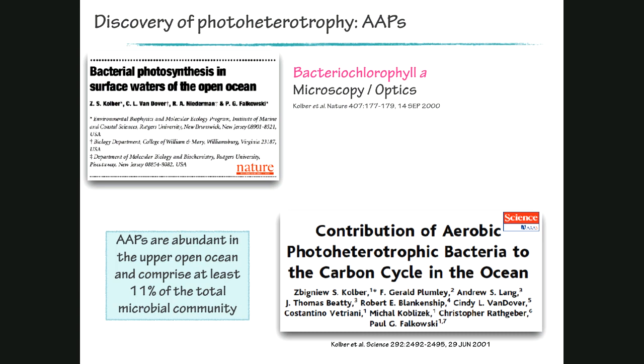So this is the first paper where they were discovered, and it was big news, but it wasn't known if it was an important system, if it was relevant, if they were abundant, if they were active, and so on. So in a second paper that was published only a year later, it was shown that in the Pacific Ocean, at least 11% of the total microbial community could be this type of bacteria, AAPs.